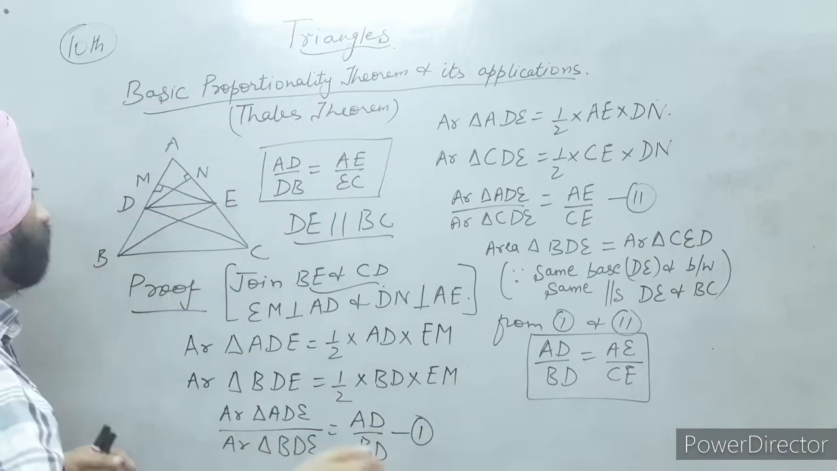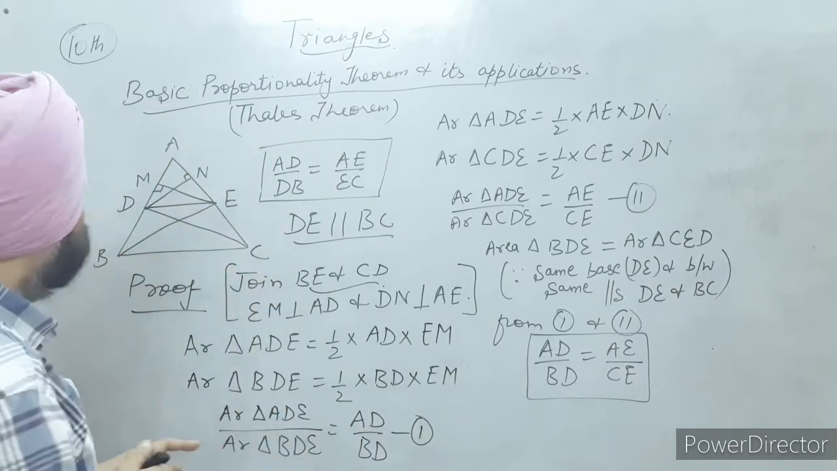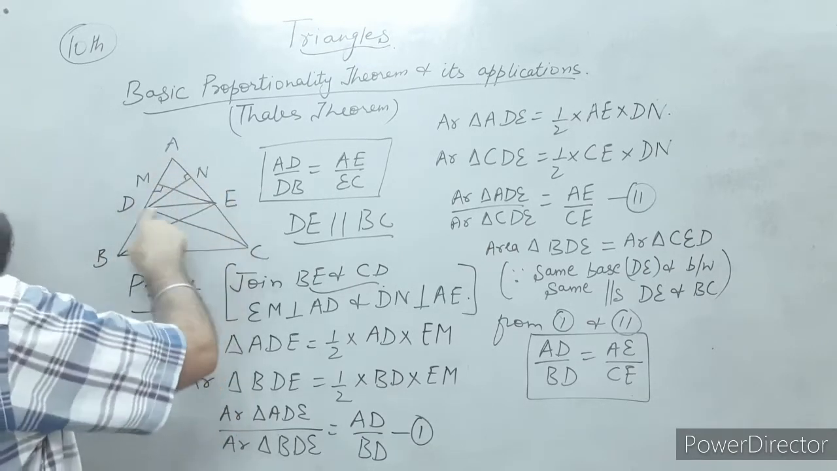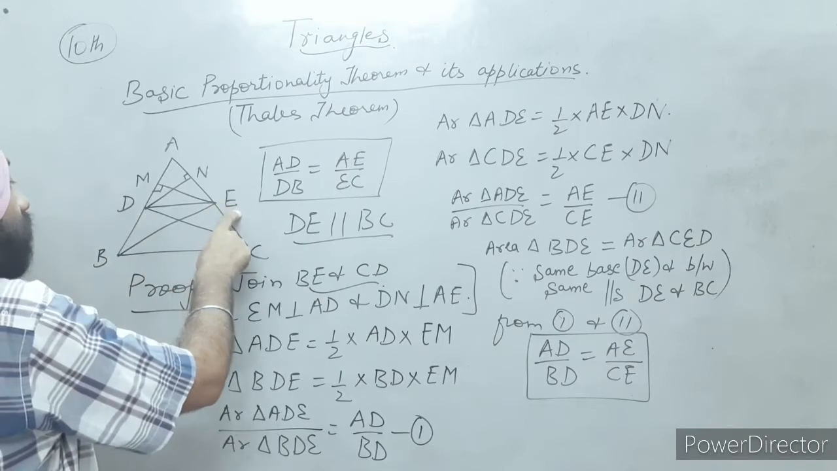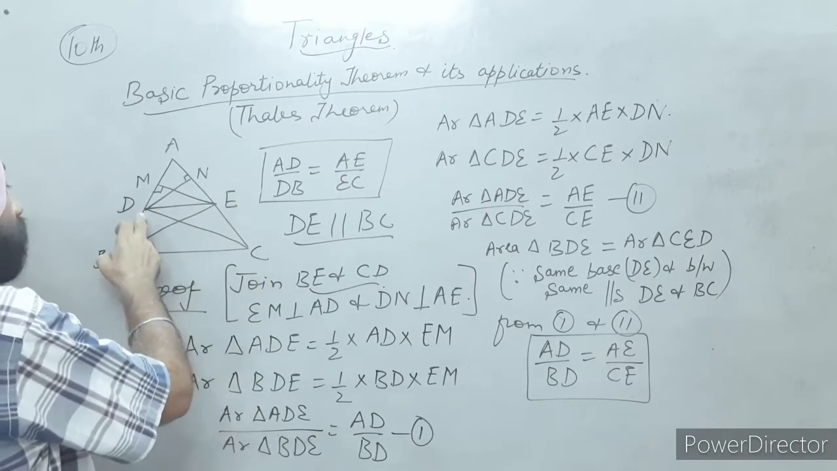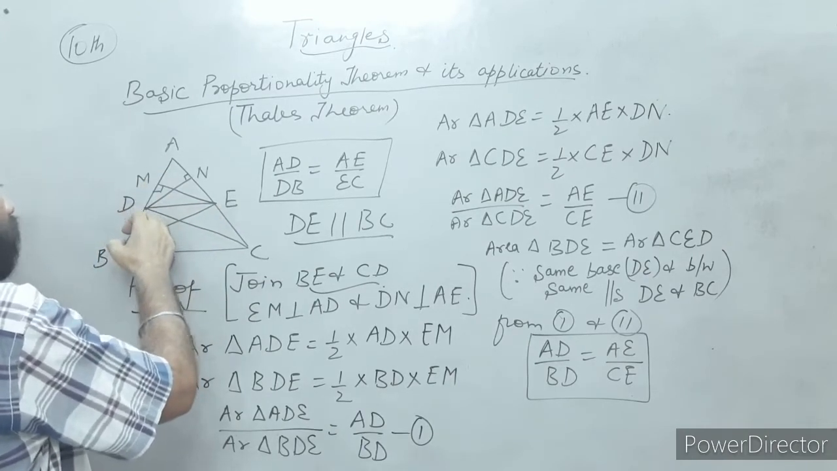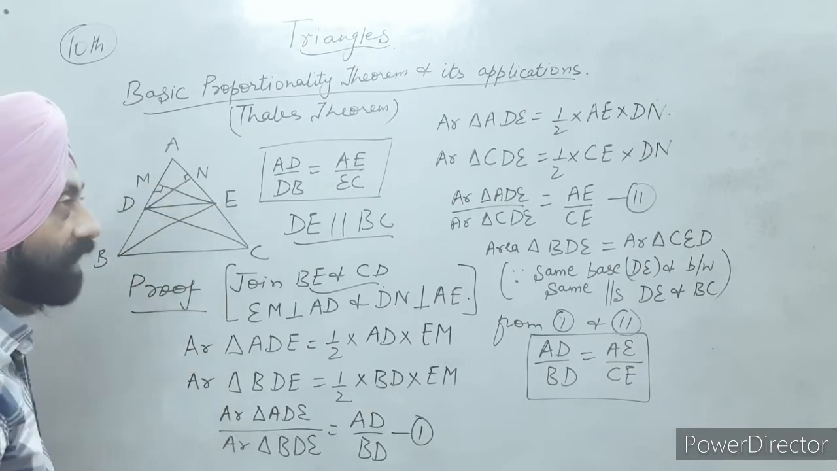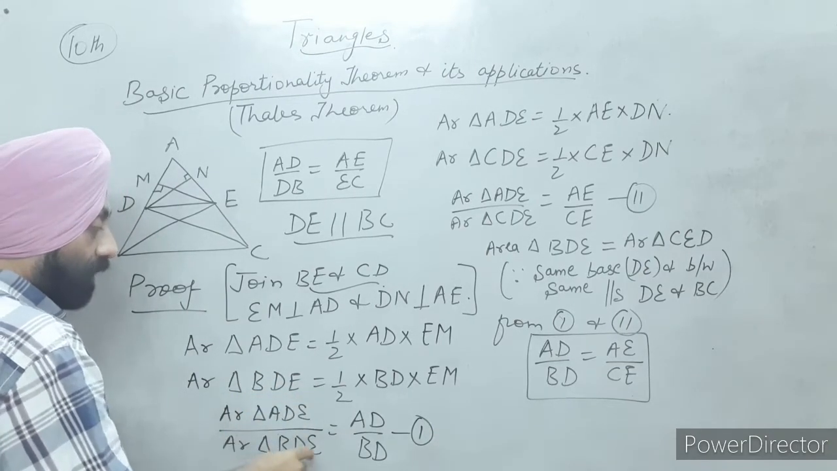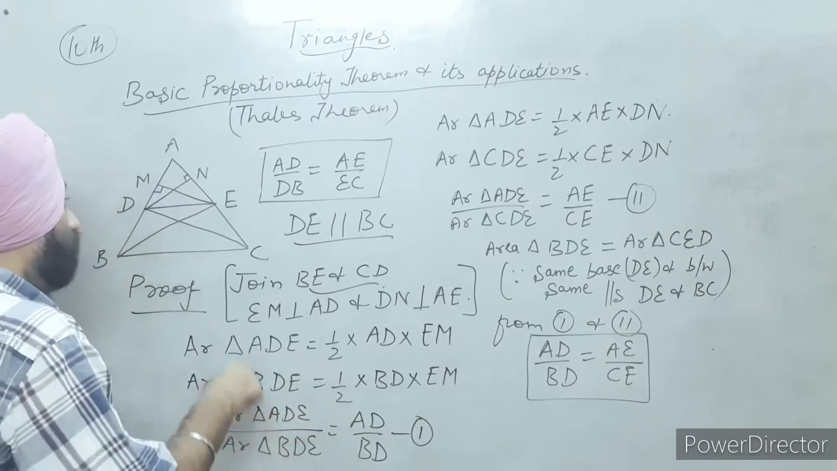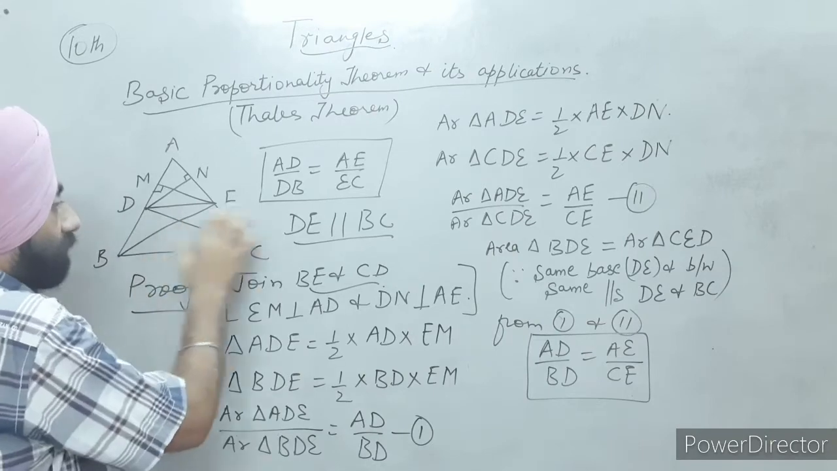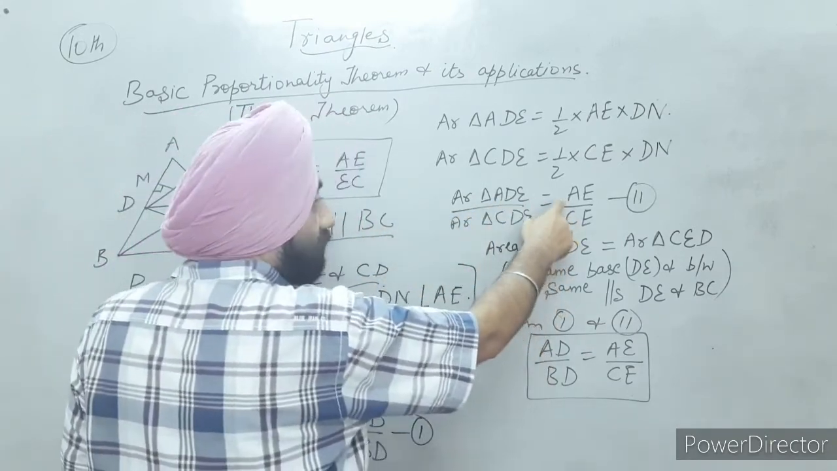I again repeat the thing. ABC is a triangle. I draw DE parallel to BC, intersecting these two sides in distinct points D and E. Now what I do is join BE and CD, draw EM perpendicular on AD, DN perpendicular on AE. Take the areas, take their ratio, I get AD upon BD. Similarly, take the triangles ADE and CDE. Take their ratios, I get the second.